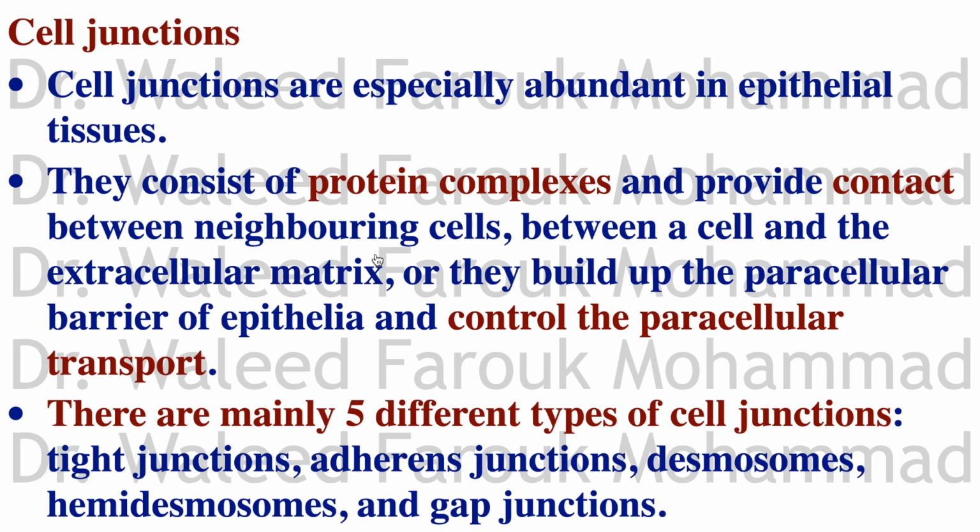Cell junctions are present in the epithelial tissue, and they consist of various protein complexes that hold the cells together and ensure contact between a cell and the neighboring cells and the extracellular matrix. This is also essential to control the transport across the cells, across the basement membrane of the cells. There are five major types of cell junctions: the tight junctions, the adherens junctions, the desmosomes, the hemidesmosomes, and gap junctions.